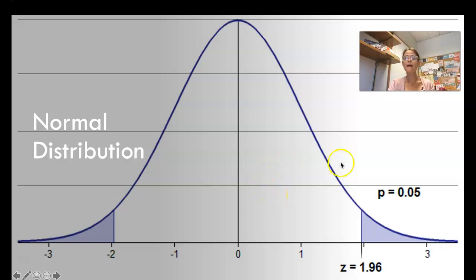And if that value is greater, then we're going to accept the null and say, nope, they're really statistically not different.